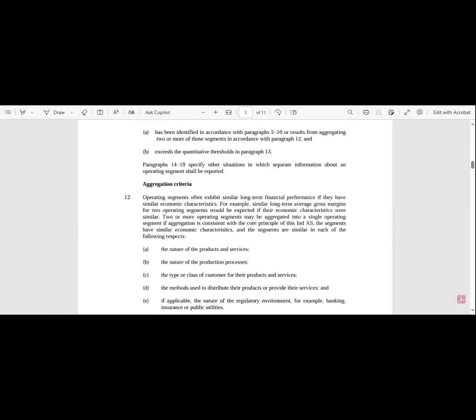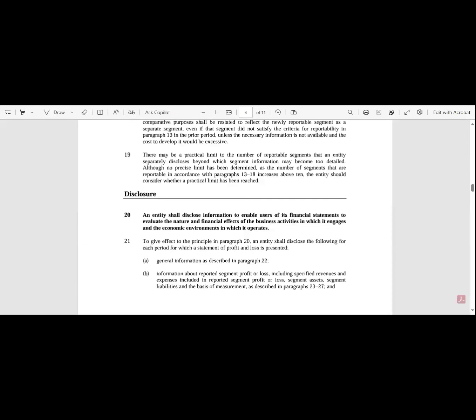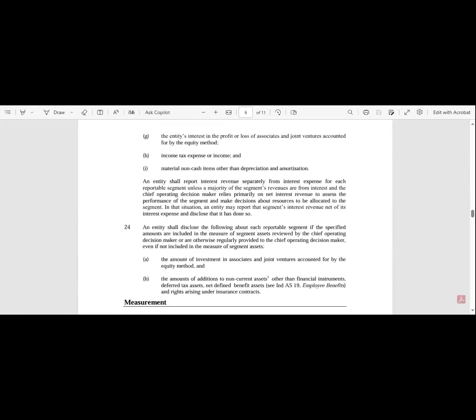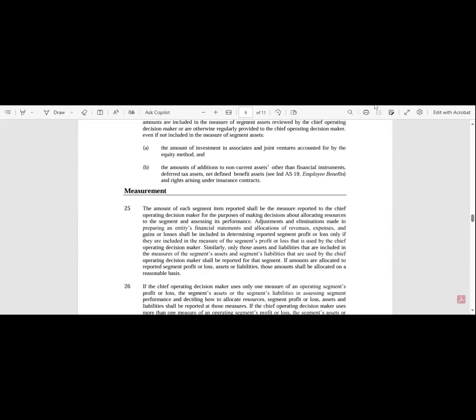These are the guidelines given here. Whenever you have time, please read this document thoroughly so you can understand Indian Accounting Standard 108, the operating segment. So chapter number 4 we completed here. We are only left with chapter number 5, the miscellaneous issues in financial reporting. It is a small chapter; we can finish it in the coming two sessions.